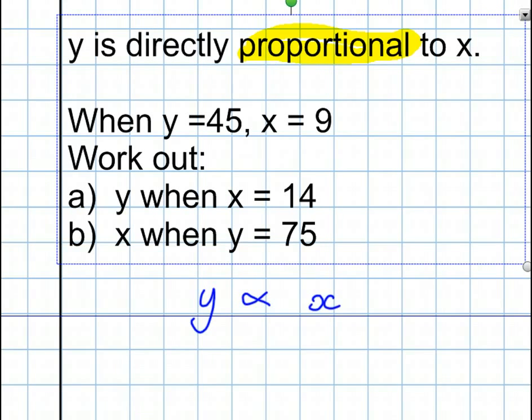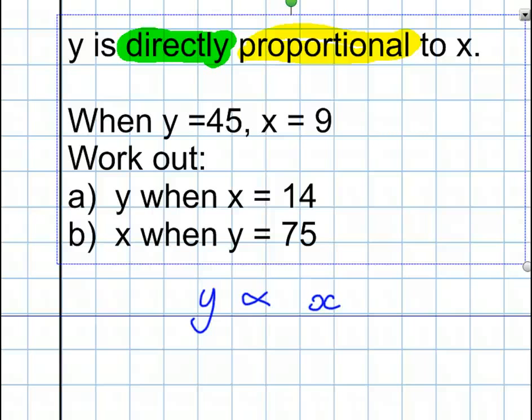Now, this word here, proportional, we represent that information using this symbol here. What about x? Well, the key is here. It says it's directly proportional, which means that x is not raised to any power, or it's not a reciprocal, or it's not the square root, or what have you. It's just plain old x. So that's our first thing. And in the old days, it used to be worth 1 mark just for writing this statement.